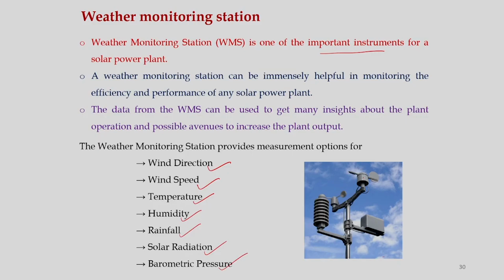As you can see, this is an anemometer. So, when the wind comes, it strikes this bucket and it will start rotating. Okay? So, we can understand the amount of wind speed at a particular time and day. Okay? And of course, other parameters like temperature, humidity, rainfall, everything can be monitored by using this weather monitoring station.